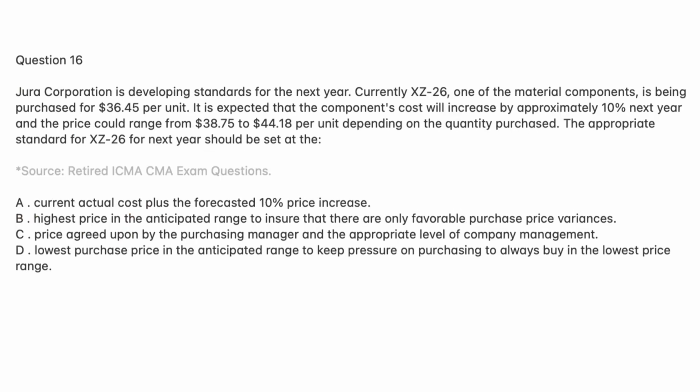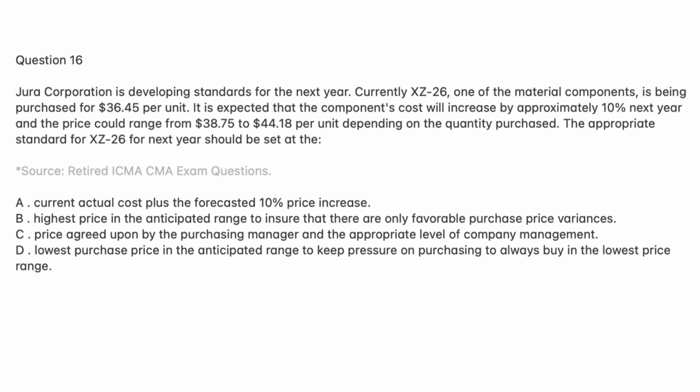Question 16. Dura Corporation is developing standards for the next year. Currently XZ26, one of the material components, is being purchased for $36.45 per unit. It is expected that the component's cost will increase by approximately 10% next year, and the price could range from $38.75 to $44.18 per unit, depending on the quantity purchased.